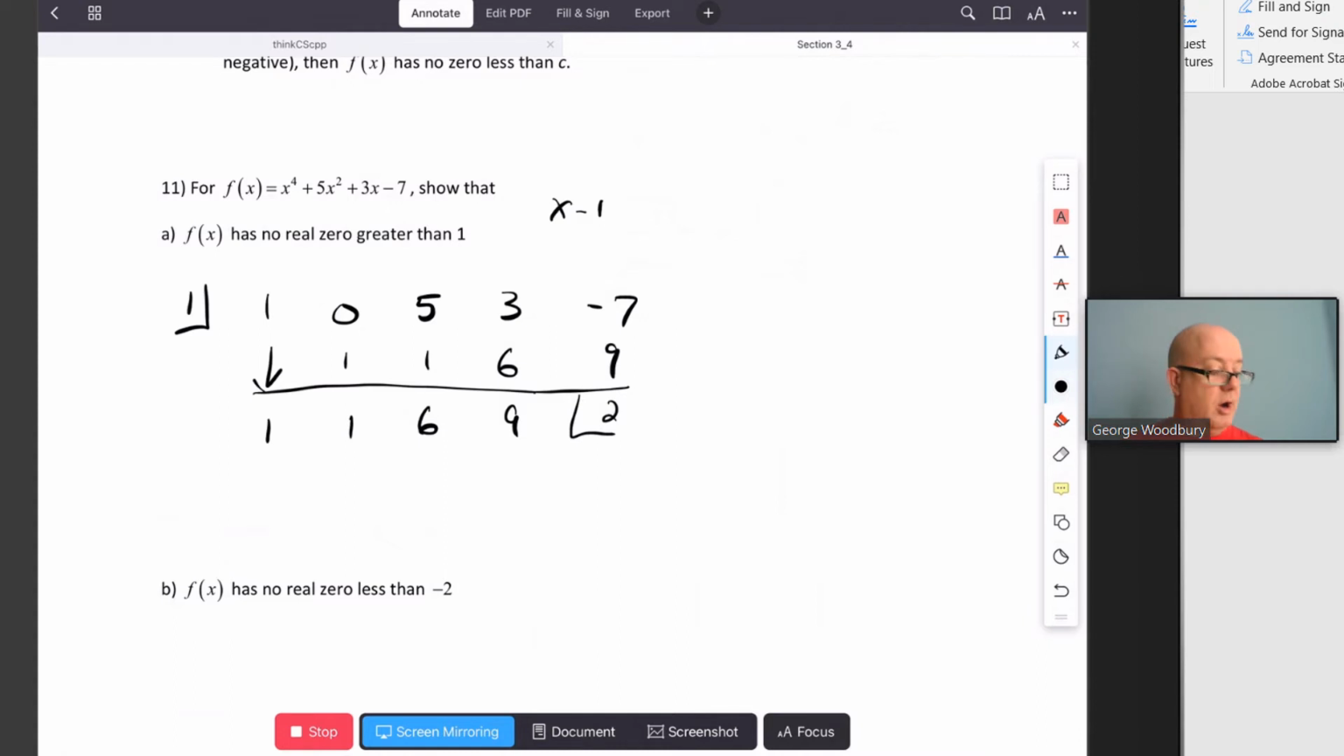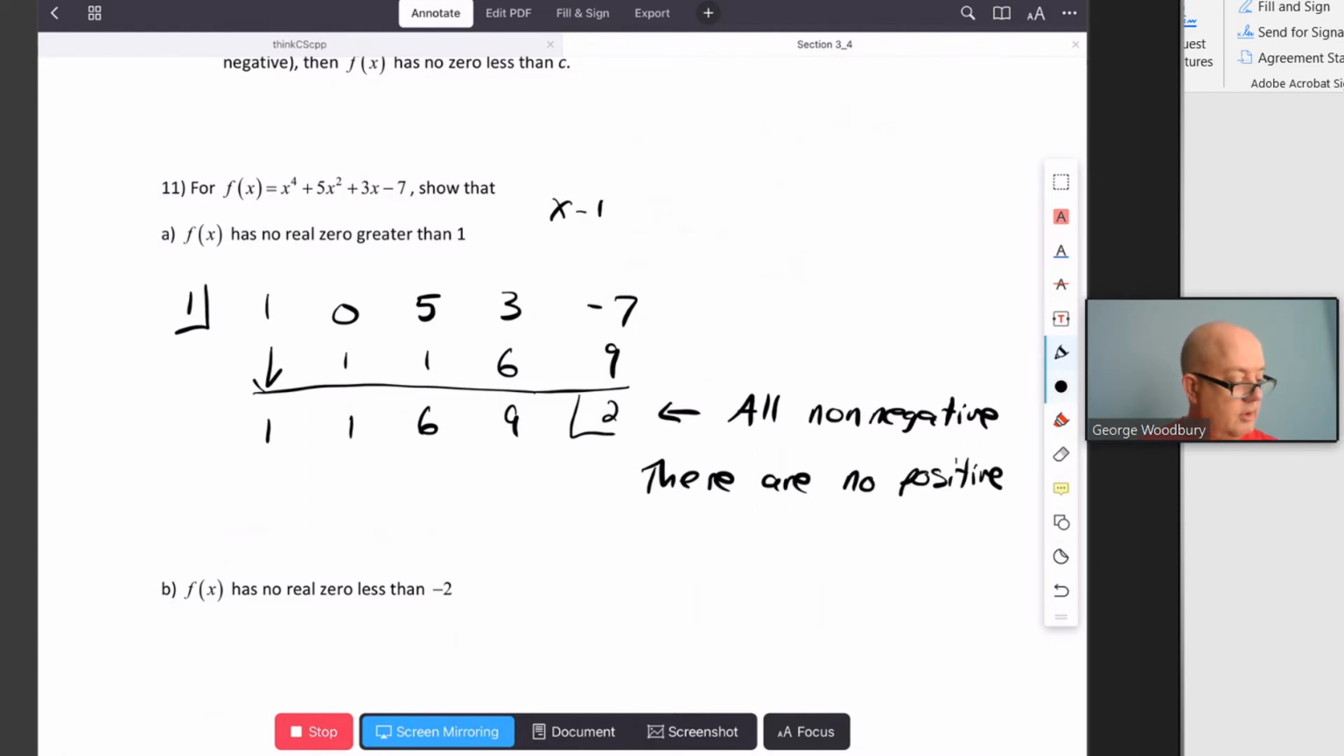All those numbers in the bottom row are positive, and more importantly, that means they're not negative. And that means there are no positive zeros greater than 1. Now, if, say, that 6 was a negative 6, then all bets are off, and we haven't shown anything. We know that 1 is not a 0 because the remainder was 2. So that's no good. But we know there can be no real 0 greater than 1. You could still check your rational roots that are smaller than 1, but still positive, but that's as far as we can go. The next one, we're working with a negative potential 0, negative 2.